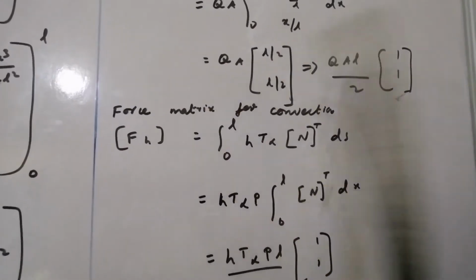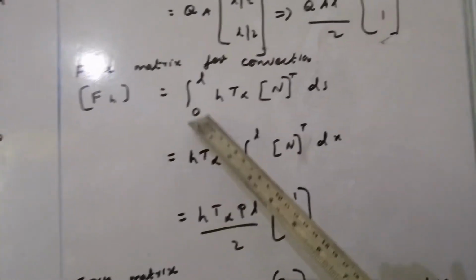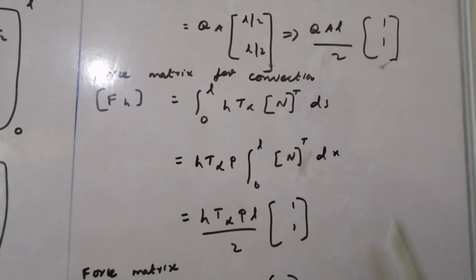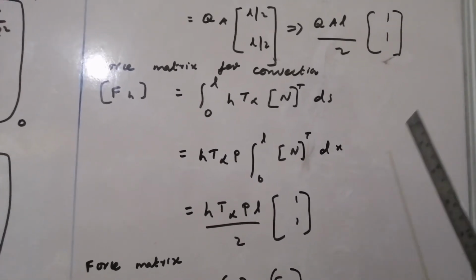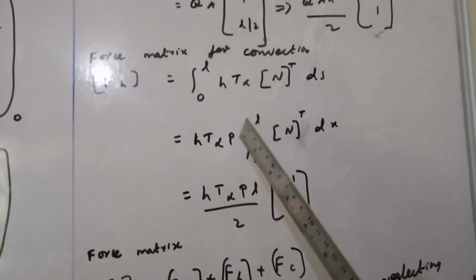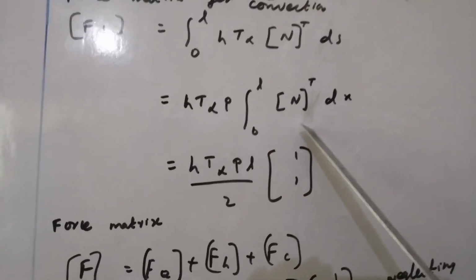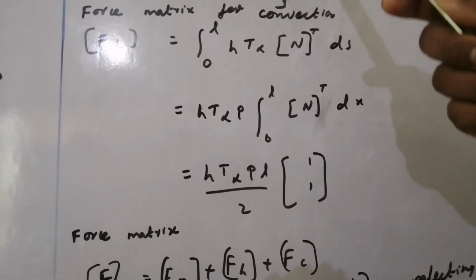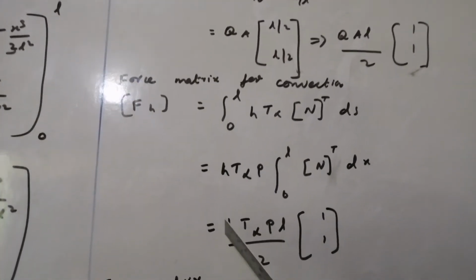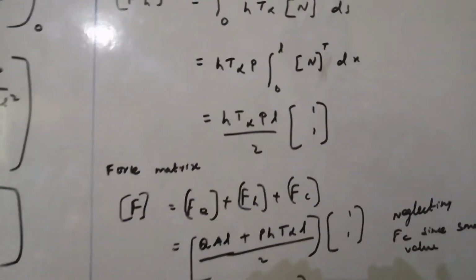And the force matrix for convection. We know that the force matrix for convection equals integral 0 to L of h T infinity N transpose ds. So we want to substitute the value of ds as P into dx, and we are taking the common constant terms h T infinity P outside. So we will get N transpose ds similar to here. Here also we will get N transpose ds, and I am skipping the terms, so we will get it as h T infinity PL by 2 [1; 1].